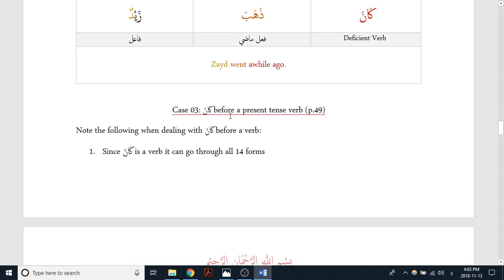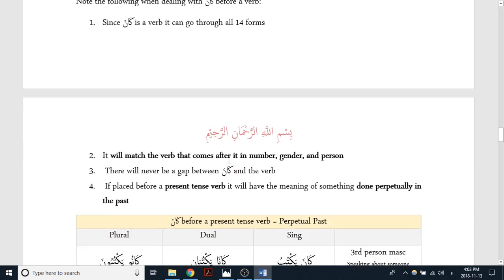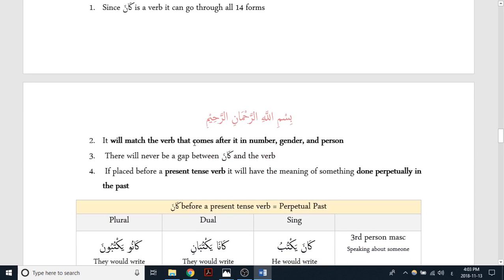Case 3, kana before a present tense verb. Note the following when dealing with kana before a verb. As we said before, it can go through all 14 forms. It will match the verb in number, gender, and person. There will never be a gap between kana and the verb. No words will ever come in between. And if placed before a present tense verb, it will have the meaning of something done perpetually in the past.